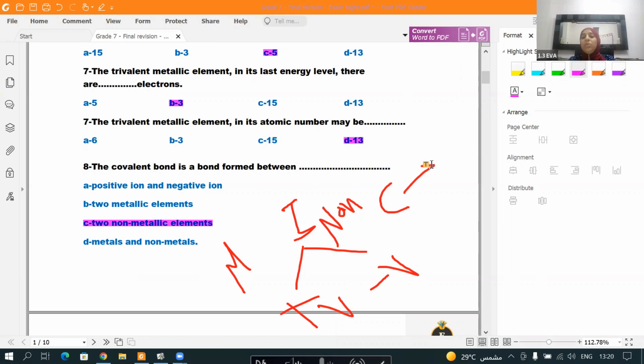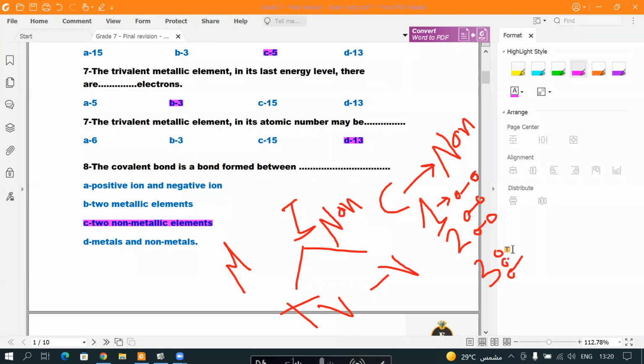But covalent bond usually occurs between non-metallic, because they depend on sharing. They can share the electrons together. And we have single covalent bond or double covalent bond or triple covalent bond. And these bonds depend on the number of electrons. The single covalent bond depends on 2 electrons, 1 from each atom. The double covalent bond depends on 4 electrons, 2 from each atom. And the triple depends on 6 electrons, 3 from each atom.